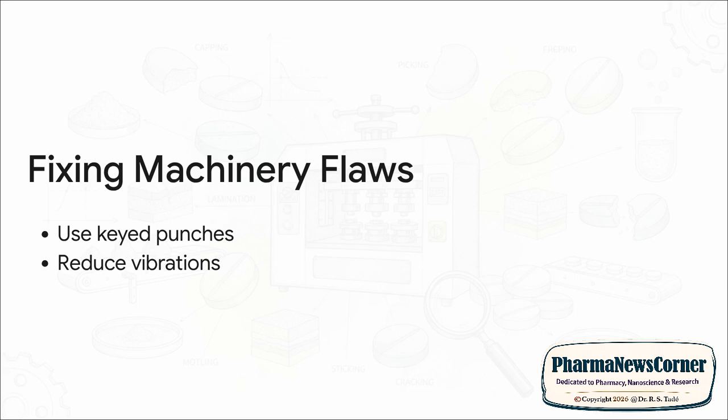And while we're talking about the press, machinery flaws can also lead to massive weight and hardness variations. If your granules have poor flow into the die cavity or an uneven size distribution, your tablets are going to be wildly inconsistent. You remedy this by strictly calibrating your machine, making absolutely sure you have uniform granule size, and using feeders to force a consistent flow.